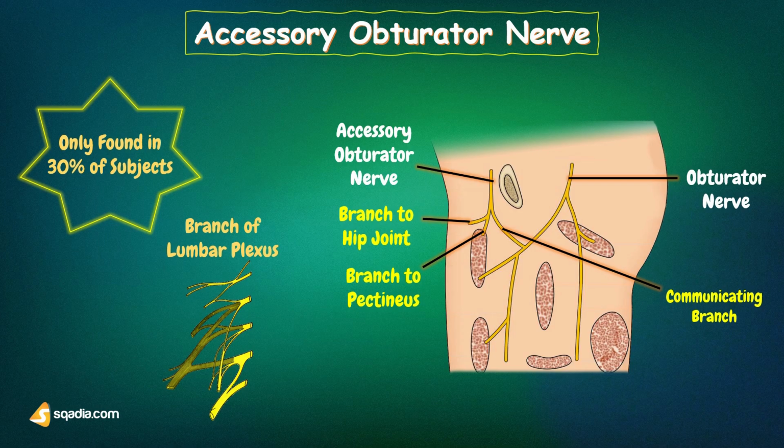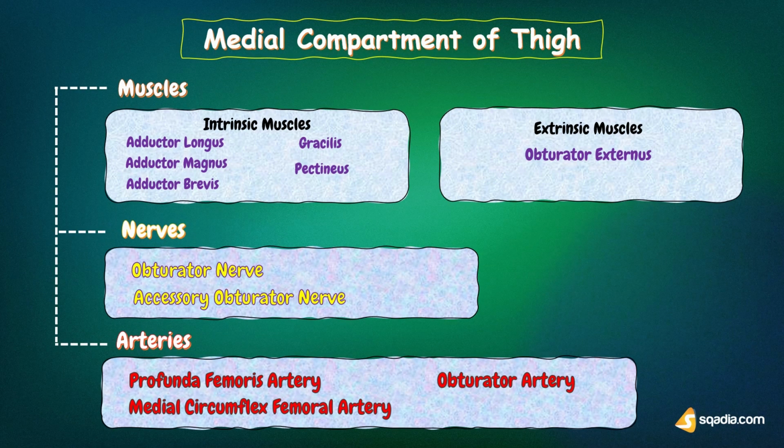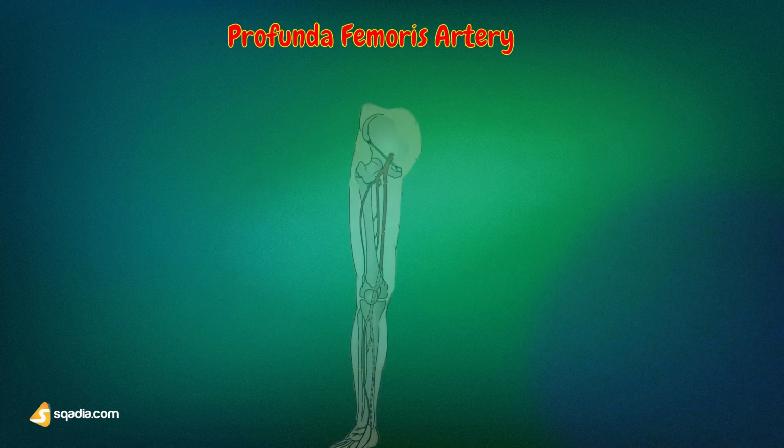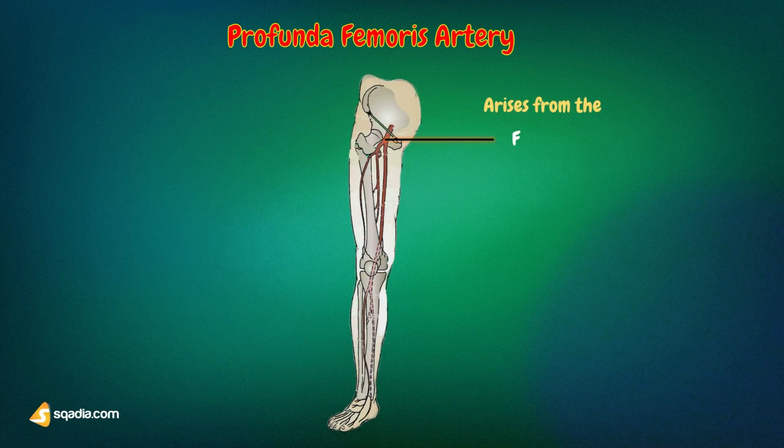Now that we have finished our discussion on the muscles and nerves of the medial compartment of the thigh, let's talk about the artery in this region. The profunda femoris and obturator vessels are the vascular channels for the medial compartment of the thigh. The profunda vessels are related to the femoral artery and vein, and the obturator vessels to the internal iliac artery and vein. Let's talk about the profunda femoris artery first.